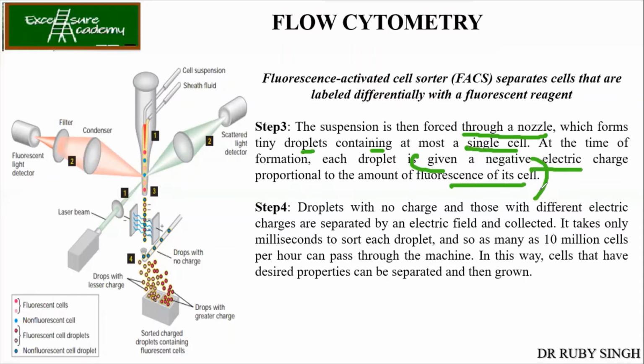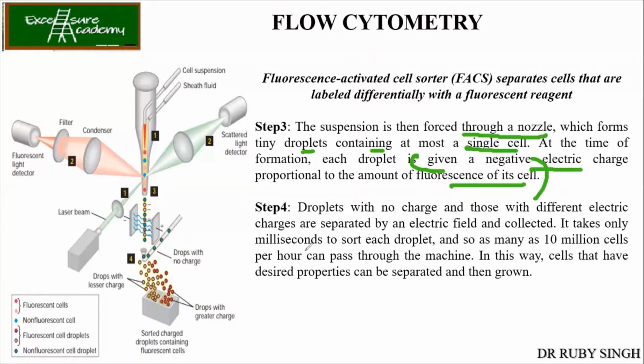Each cell will be given a certain negative charge. Now, if it has more fluorescence, it will have more negative charge. Less fluorescent, less negative. No fluorescence means no charge will be given. Now, since the charges are given to the cells, it becomes very easy to separate. You have got the cathode, anode, and the no charges. Depending on the drops having the charges, they will now be separated into different containers.